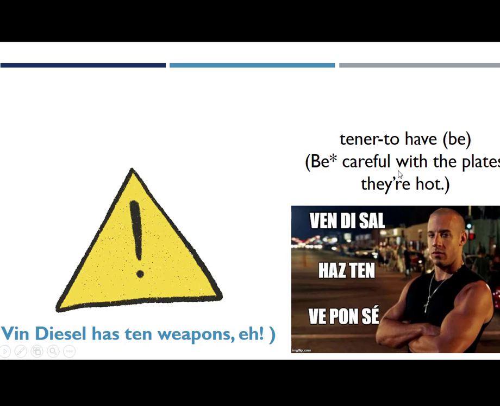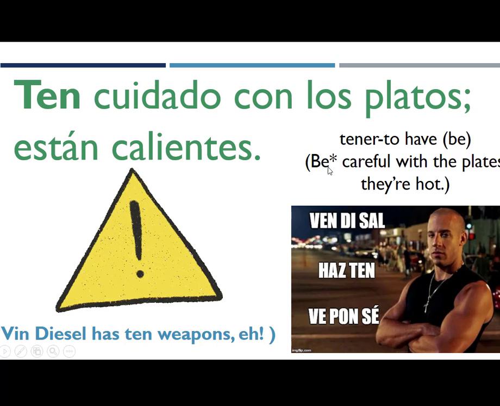And then tener is to have, and be careful also because tener, you can use it with some expressions that in English are to be. So when you're saying be careful with the plates because they are hot, that be careful is the verb tener. Ten cuidado. So ten is to have. We only use it with these expressions, this form, ten cuidado, because you don't say, I don't know, maybe like have a slice of pizza, ten un trozo de pizza. But it's hard to use this verb in a command form.